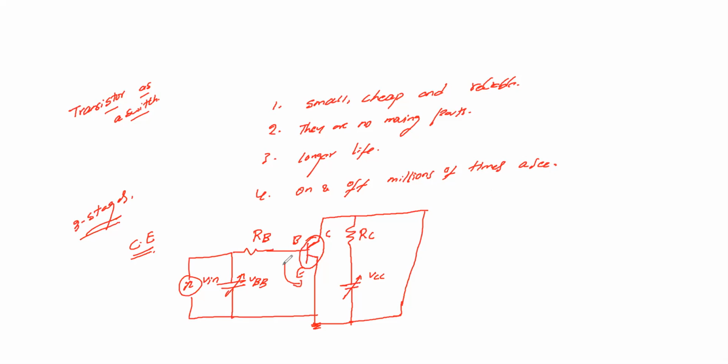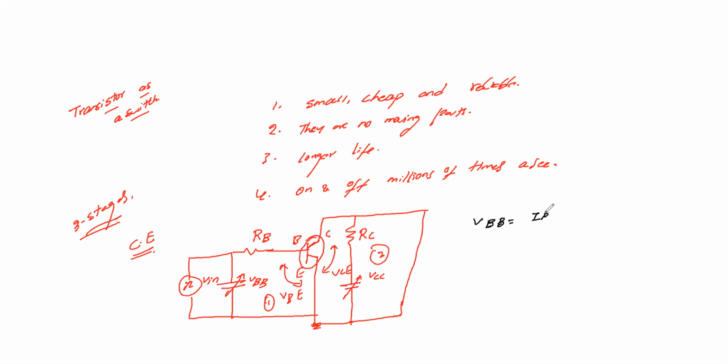And across the base and emitter, the voltage will be VBE. And across the emitter and collector, the voltage will be VCE. Let's see the equations. I'll take this one as the first one, and this one as the second one. There are two loops. So I'll take the equations directly.